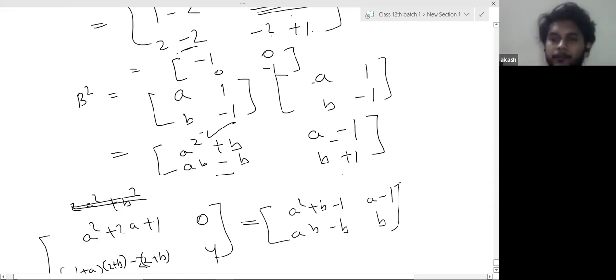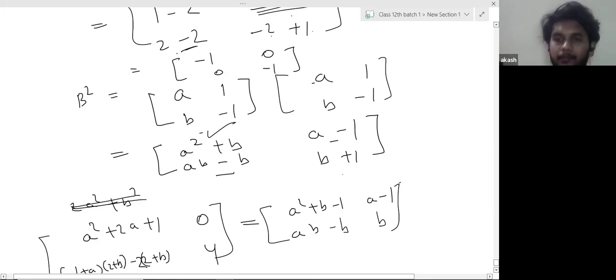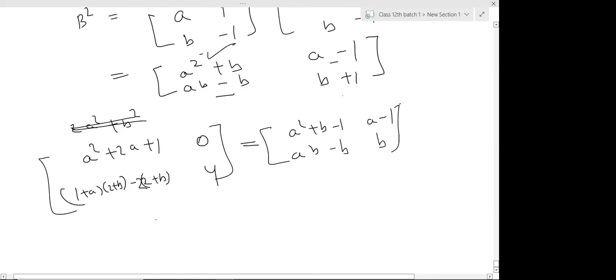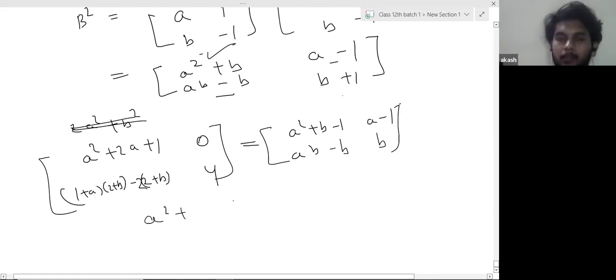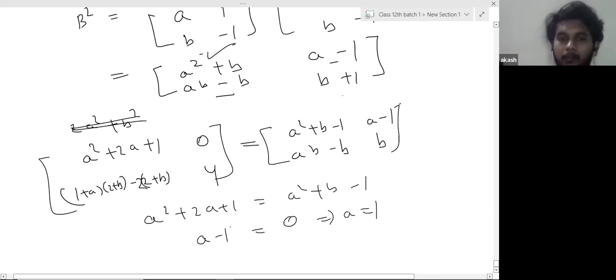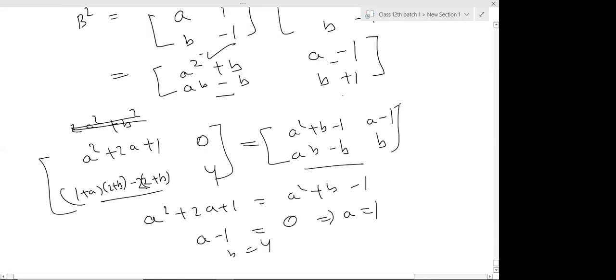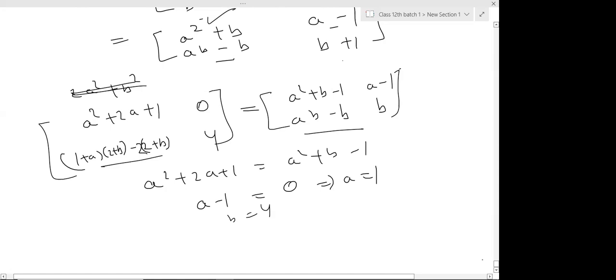Is this clear? Yes, sir. Right. Now you can compare and get the answers. So we will get a square plus 2a plus 1 is equal to a square plus b minus 1. And from here, a minus 1 must be equal to 0. So a is equal to 1, right? And from here, b is equal to 4 we can get. And for the same, you can compare these two and you will get the answer. All right. Everyone, this is clear? Yes, sir.